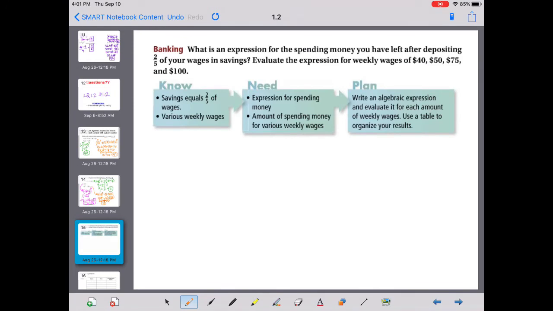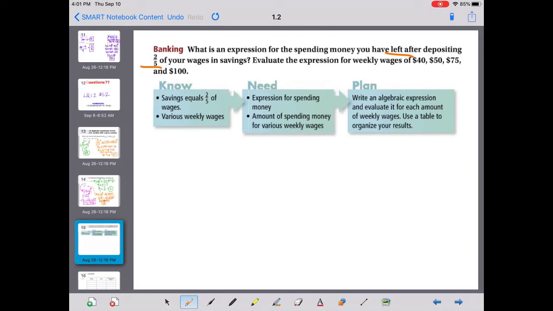Moving on to the word problems. This one says we need to write an expression for the spending money that we would have left after depositing 2/5 of our wages into savings. Evaluate the expression for weekly wages of 40, 50, 75, and 100. But first we need to come up with some kind of expression.